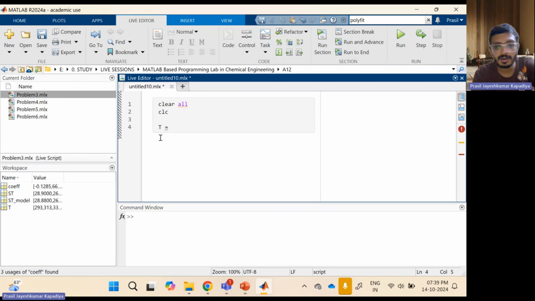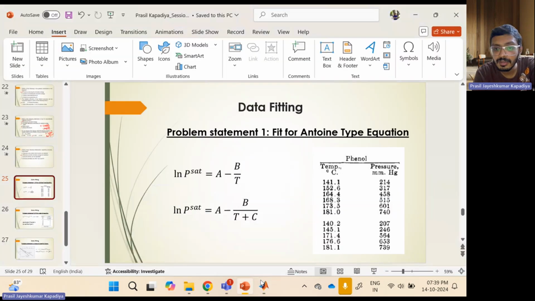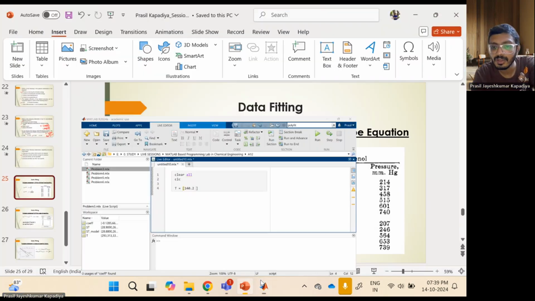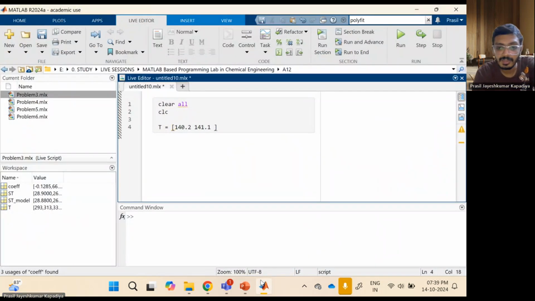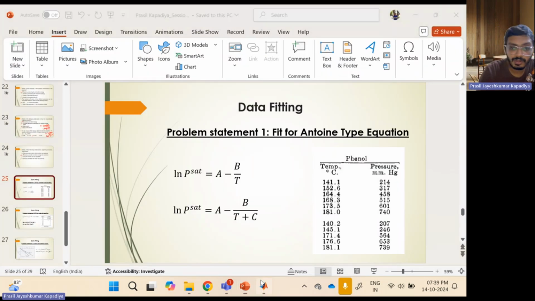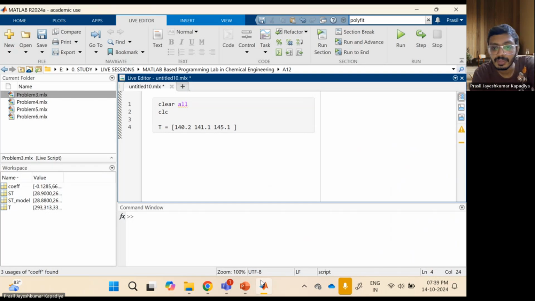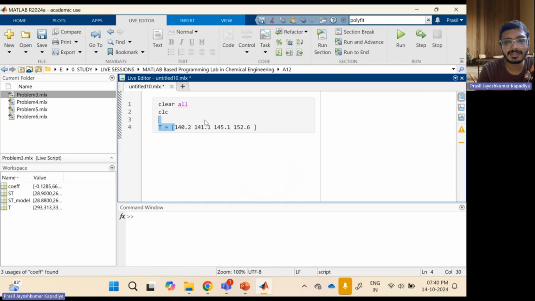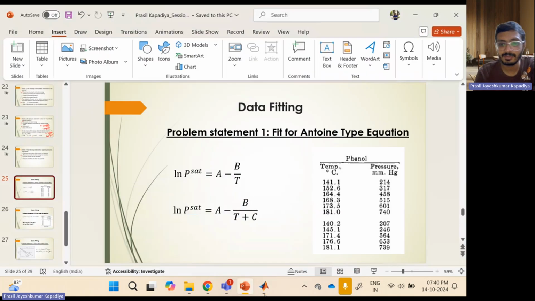So let's first write down the temperature. We want temperature in Kelvin, okay? So 141.1, then 152.6, and okay. Let's write down in order 140.2, then 141.1, then 145.1, then 152.6, then 164. Okay, guys, let's do one thing. I'm sorry. Let's write down in the order that is given, else it will be confusing for us.